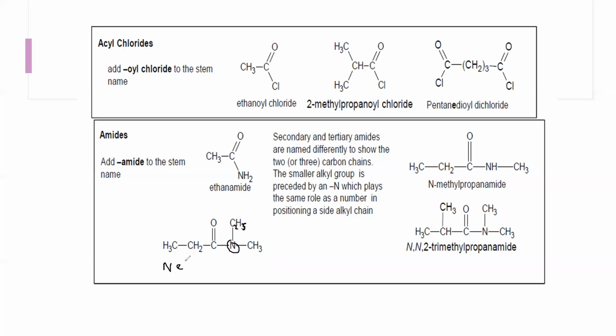So N-ethyl comes first, then N-methyl, and then this is the main chain. So it is prop, with single bonds between them, an, and an amide group is there. That's why we call it amide. So N-ethyl, N-methyl propanamide, or N-ethyl methyl amide. Is it clear how to name acyl chlorides and amides, and what the amide functional group is?